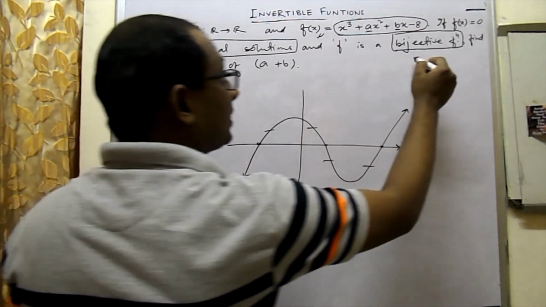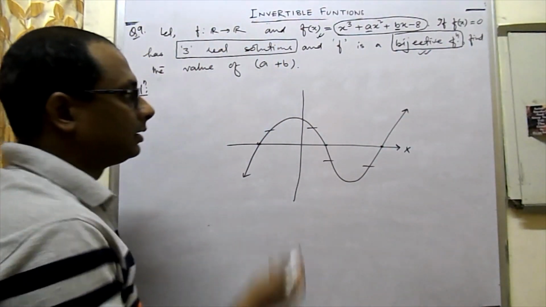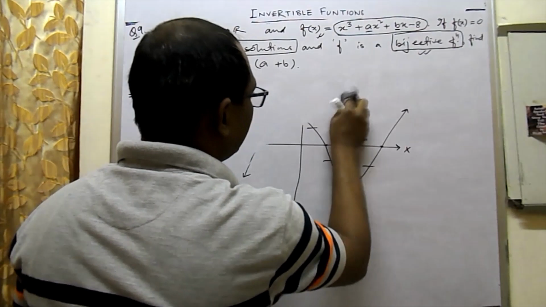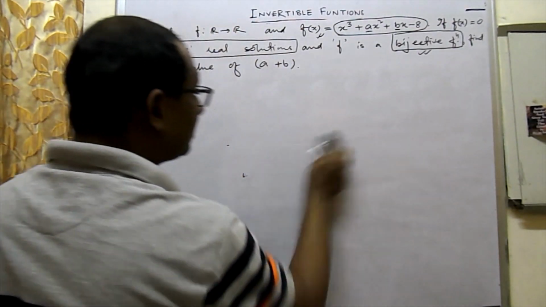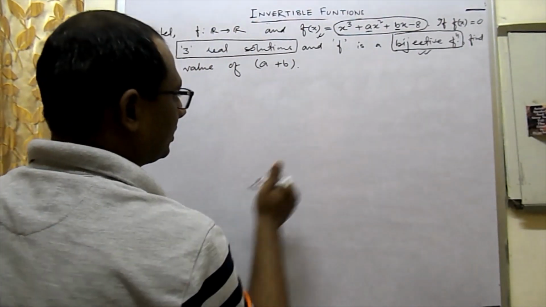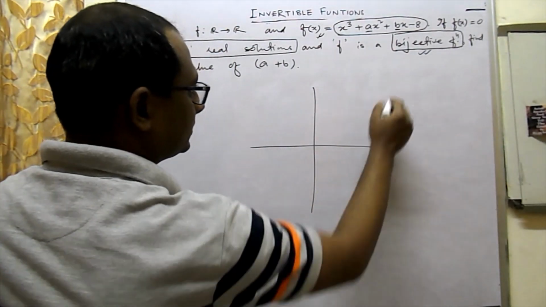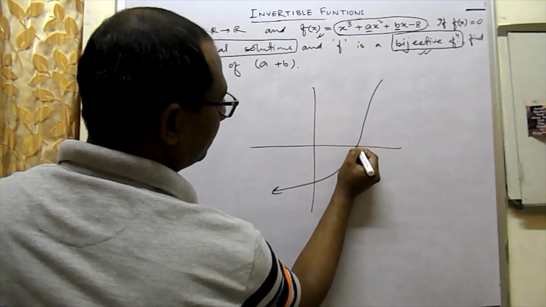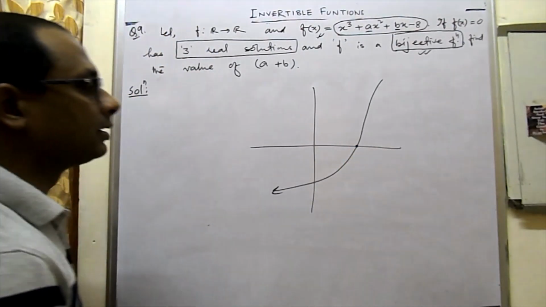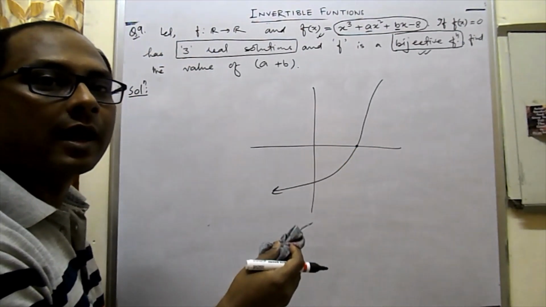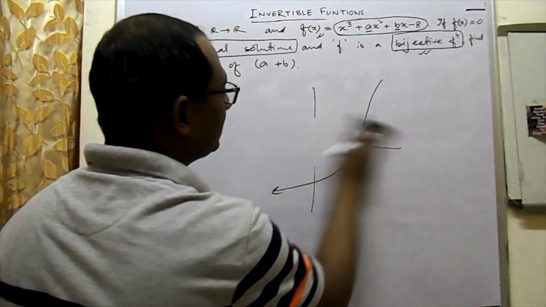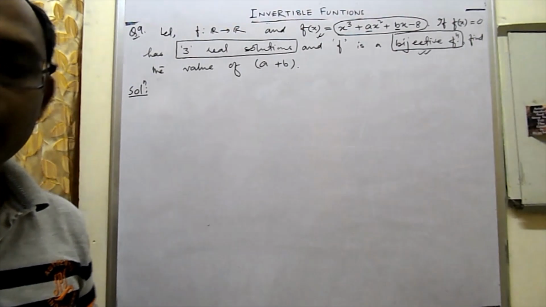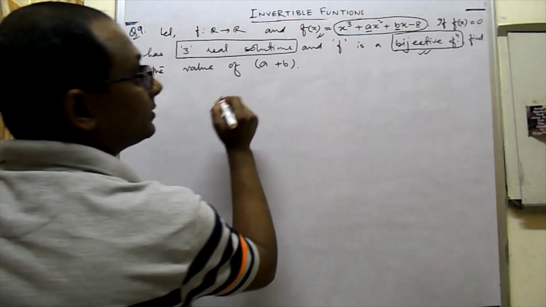So in order to be bijective, this given cubic function must have a single repeated root, only one root. It can intersect only at one point. So it must have a repeated root. Okay, so that is what we have to analyze from this question. So let us solve it.